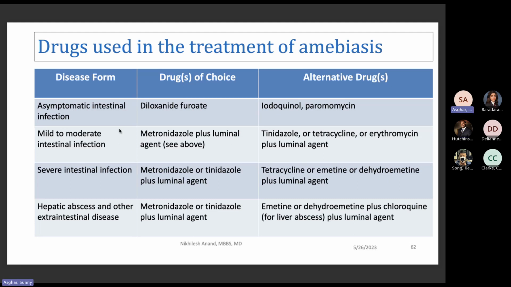So this is just an example that I decided to post up from one of the slides, of the form and how severe it is. It ranges from asymptomatic to severe, and then also hepatic abscesses, leading to further complications and extraintestinal disease, right? Your azoles. I don't know if you guys remember the drugs that I mentioned with your azoles, right? Metronidazole and tinidazole. Those are some of the drugs specifically that you guys can expect.